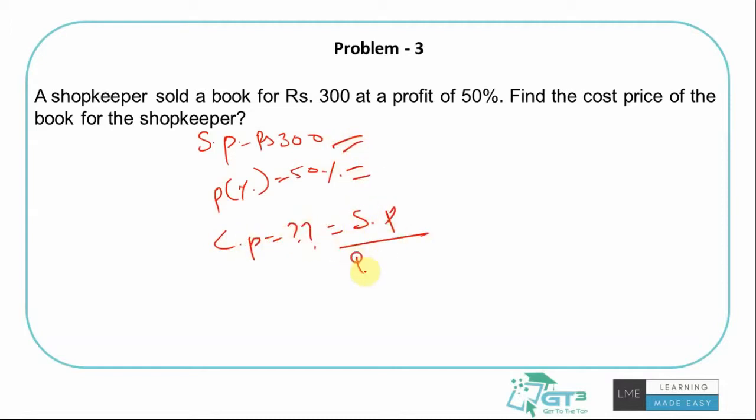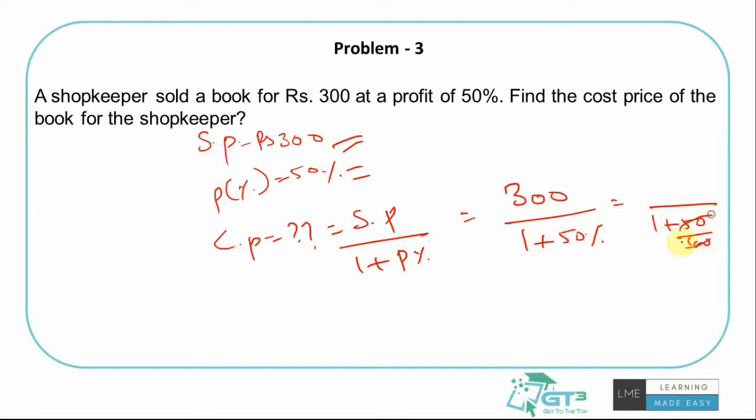The formula is selling price by 1 plus profit percentage. That is 300 by 1 plus 50 percent. 50 percent is 50 by 100, that's 0.5 in decimal or 1 by 2 in fraction. That's 300 by 1.5, which is going to be 200. So the cost price is 200 rupees.